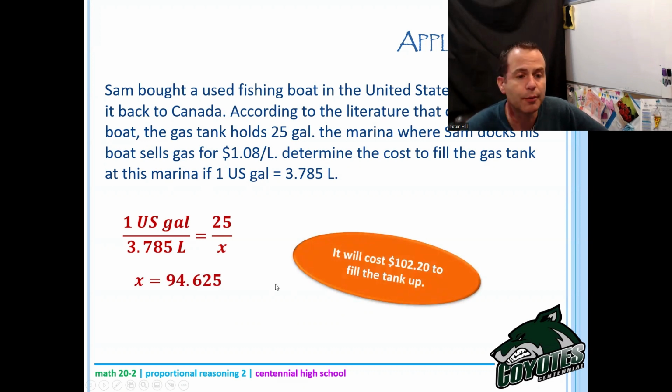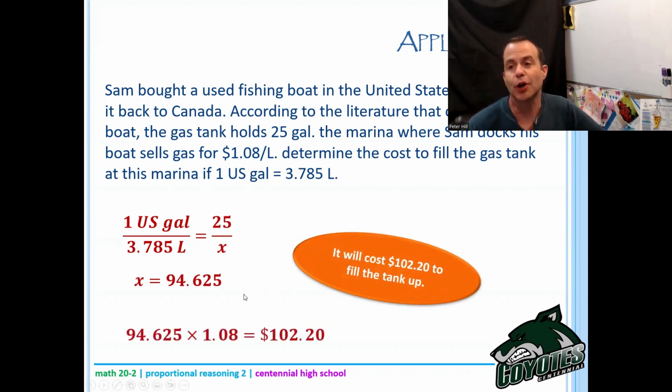Now what I'm going to do is multiply that by $1.08 a liter. I'm going to take that 94.625 liters. Every liter costs me $1.08. So when I multiply 94.625 times 1.08, I end up with $102.20. So it'll cost them $102.20 to fill the tank up.